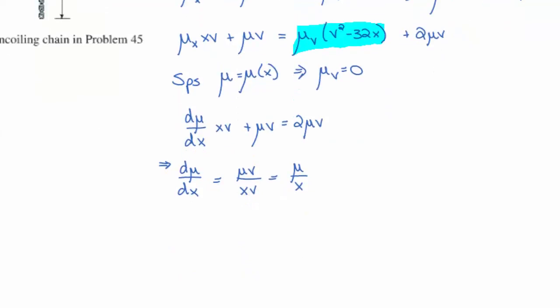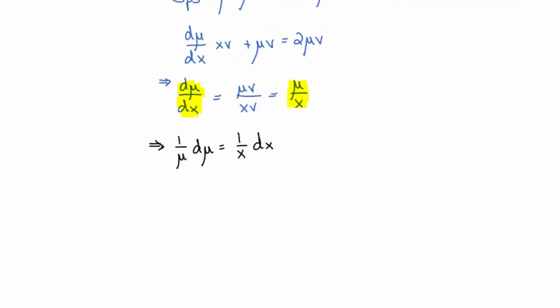If you take a look at that, the left-hand side is the derivative of mu with respect to x. The right-hand side only involves mu's and x's, so we can now work with this, and it is separable. This will imply 1 over mu, d mu, is equal to 1 over x dx. And if you do a little bit of work there, this will imply that mu must therefore equal x.